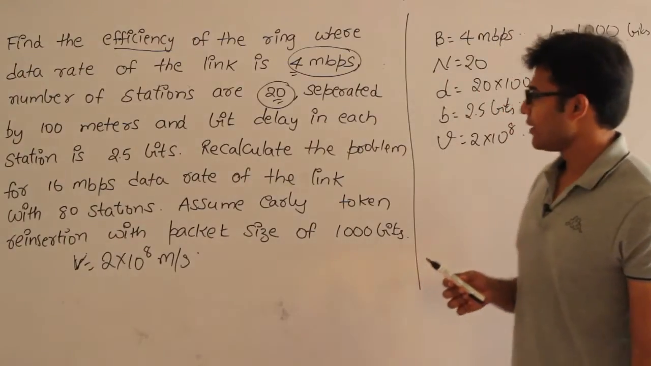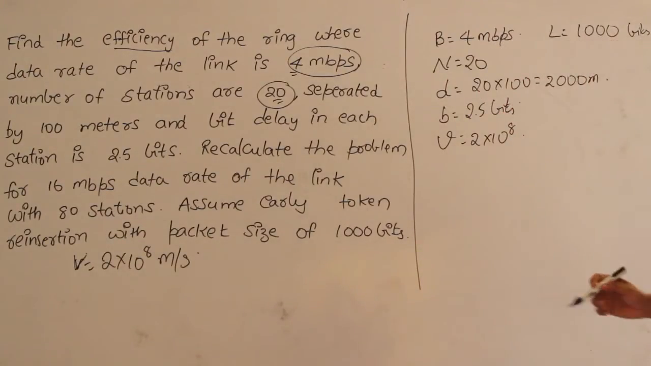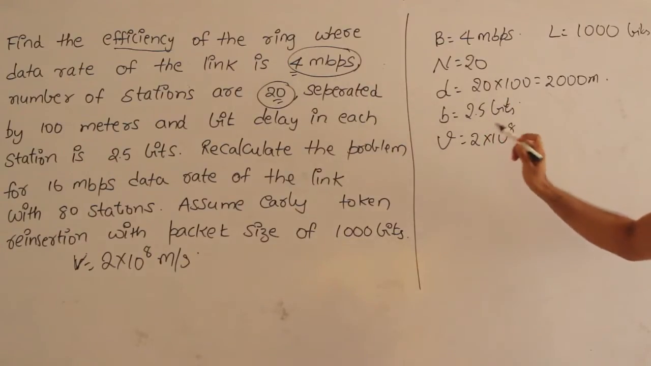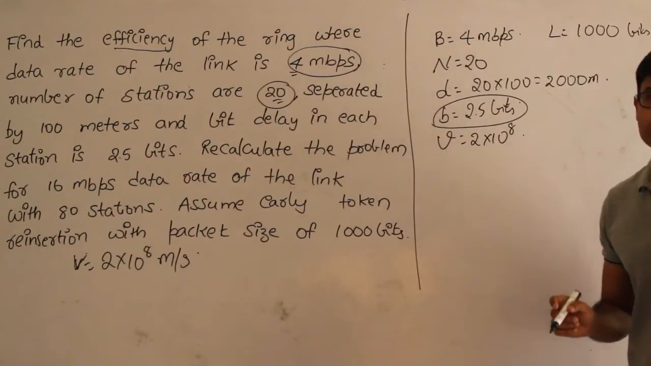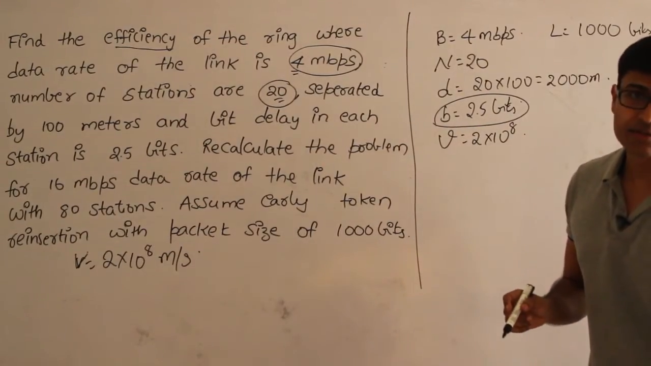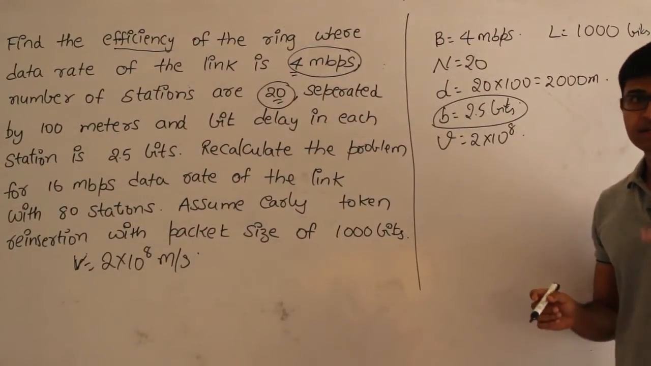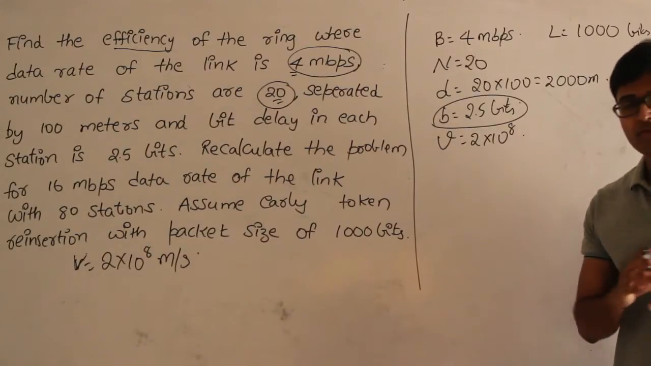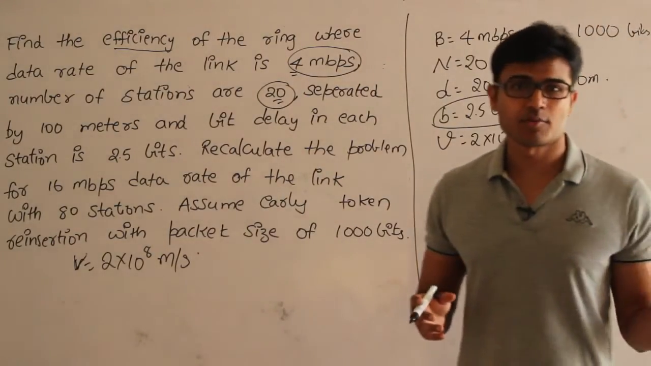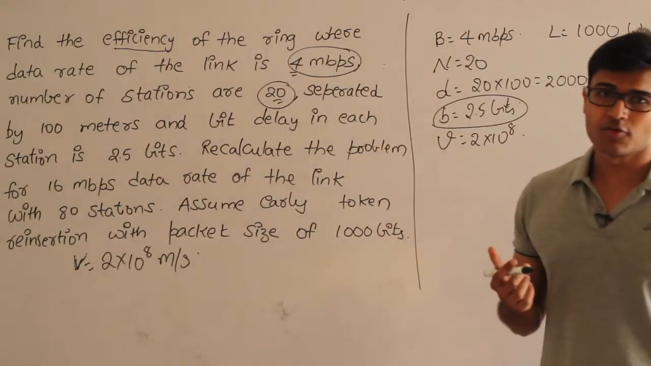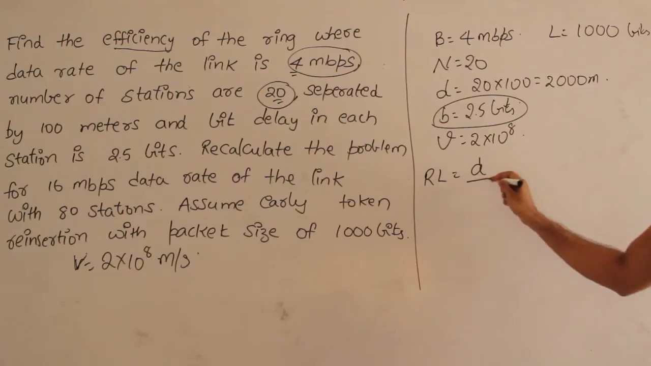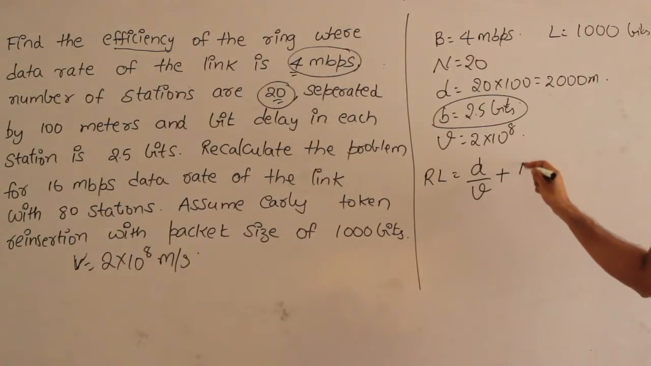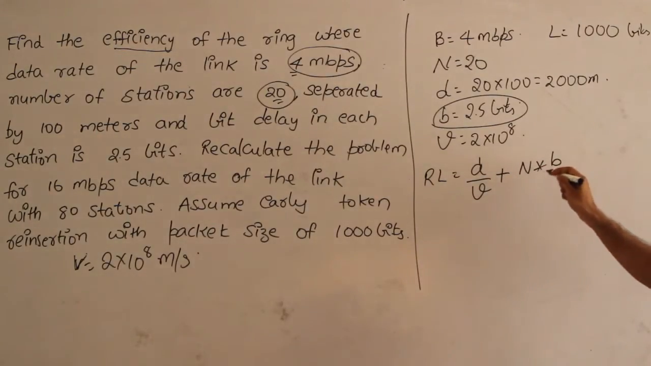Okay, now let's see what should be done. Since bit delay is given, always remember, if bit delay is given, always compute the ring latency. If there is a chance to compute ring latency, always try to compute it and then find the answer. If we cannot find the ring latency, then we can go for propagation delay, but here we can go for ring latency. So what is ring latency? D by V, which is nothing but propagation delay, plus n into bit delay divided by bandwidth. This is ring latency in seconds.